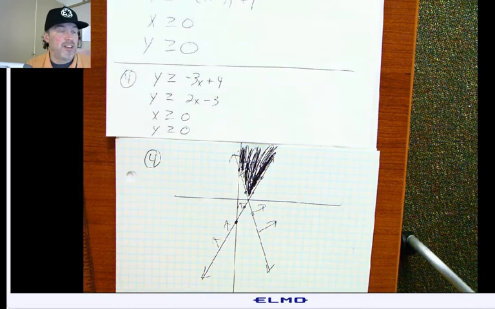Do well with these tonight on Thursday, because on Friday we're going to do these problems with story problems, and that's going to be the last thing we need to learn this chapter.